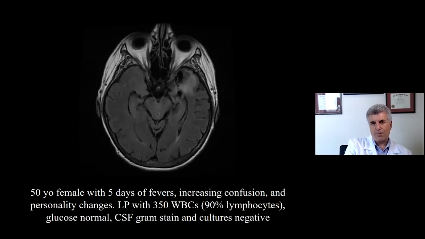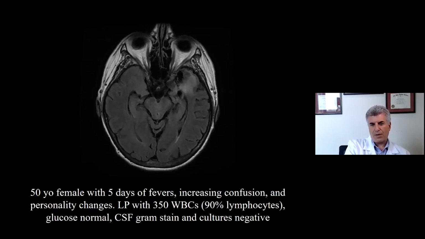Next case. This is a 50-year-old female with 5 days of fevers, increasing confusion, and personality changes. The LP shows 350 white cells, 90% lymphocytes, and the glucose is normal. That LP is somewhat similar to our last case. The CSF gram stain and cultures are negative.